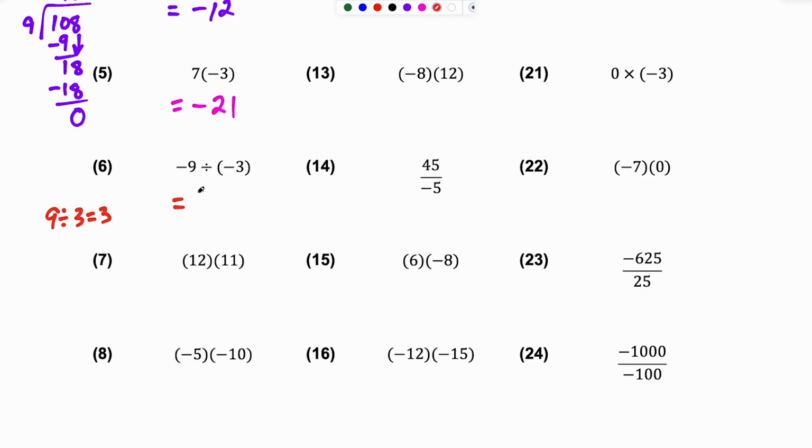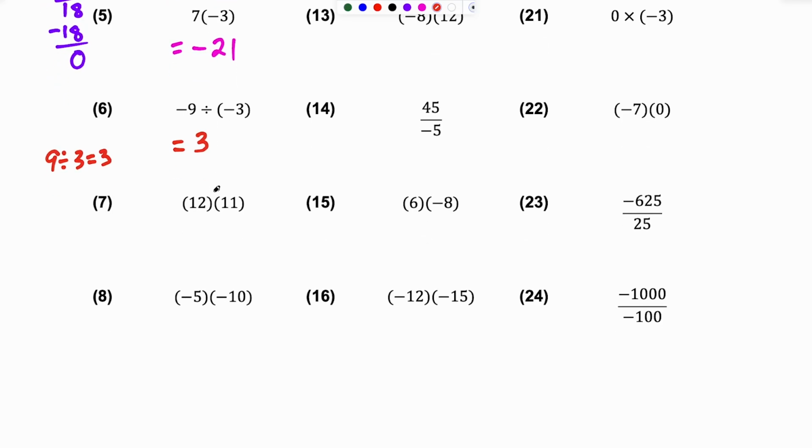So for this question here, we're going to get +3 as our answer because, once again, we're dividing two negatives. Question 7, we're just doing 12 times 11. 12 times 11, we just grab right from the times tables, is equal to 132.